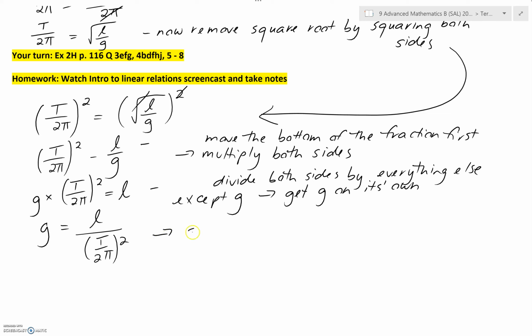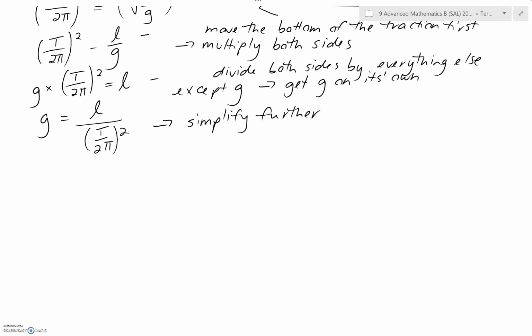So we can simplify this further. We've got g on its own, which is definitely our goal, but we can actually simplify this further so we have a better expression on the right hand side. So let's do the squaring that's there. So in this case, we're going to have g equals L. Now, t over 2 pi all squared means every single thing in that bracket needs to be squared. So that's going to leave us with t squared over 2 squared is 4 pi squared. So all we've done is remove the bracket and actually done the squaring that is listed there.